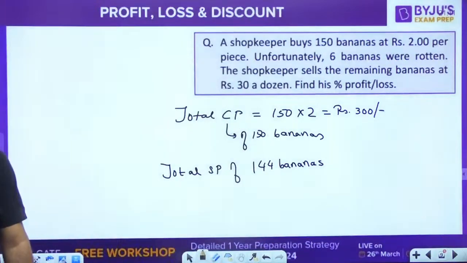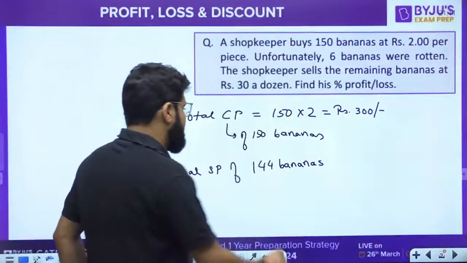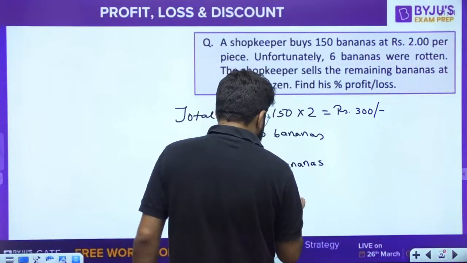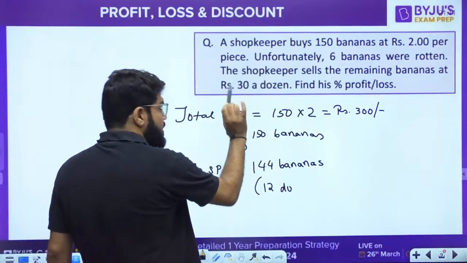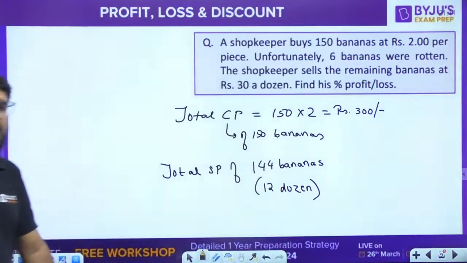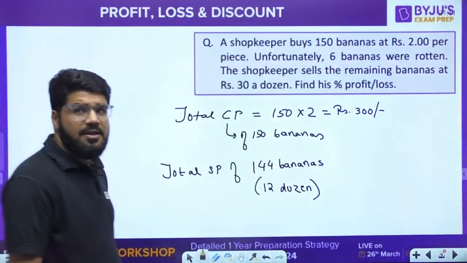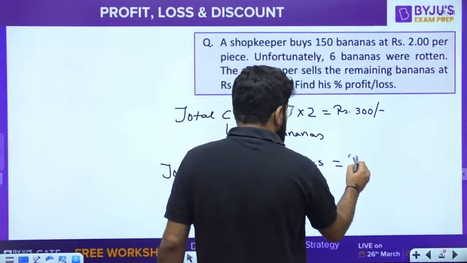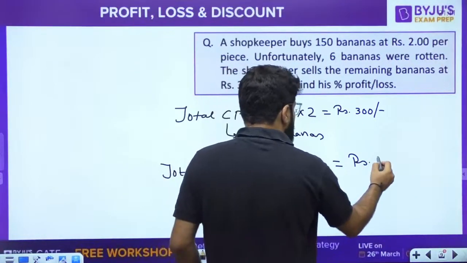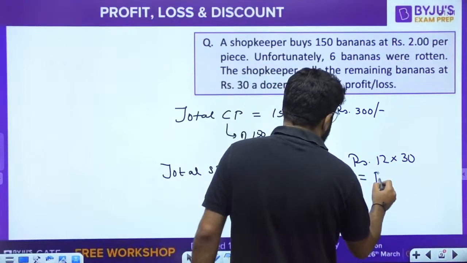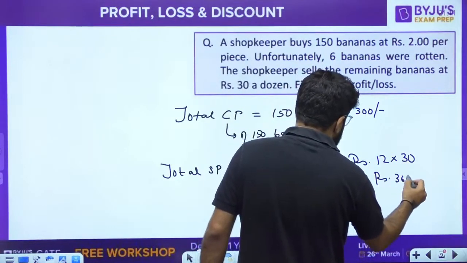So 144 bananas he is selling, and this 144 bananas is nothing but 12 dozens, because the selling price is given as 30 per dozen. So what is this? 12 dozen, because 1 dozen has 12 bananas. So 144 divided by 12 is 12 again. So what is the selling price? 12 dozens multiplied by rupees 30 a dozen, and this is going to be rupees 360.